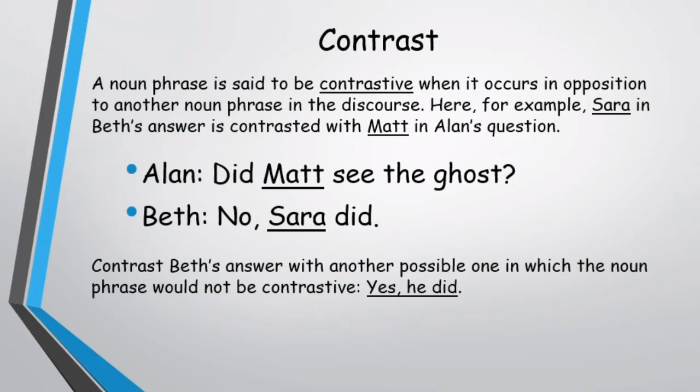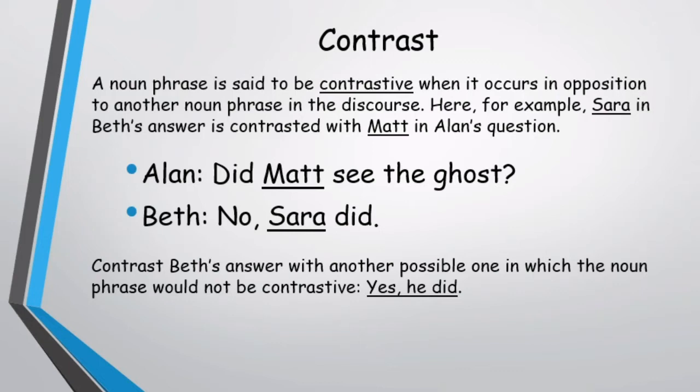Let's now proceed to my last topic, the contrast. A noun phrase is said to be contrasted when it occurs in opposition to another noun phrase in the discourse. Here is the example. Alan asks, "Did Matt see the ghost?" Then Beth replied, "No, Sarah did." Sarah, in Beth's answer, is contrasted with Matt in Alan's question, because Sarah didn't agree with Matt.